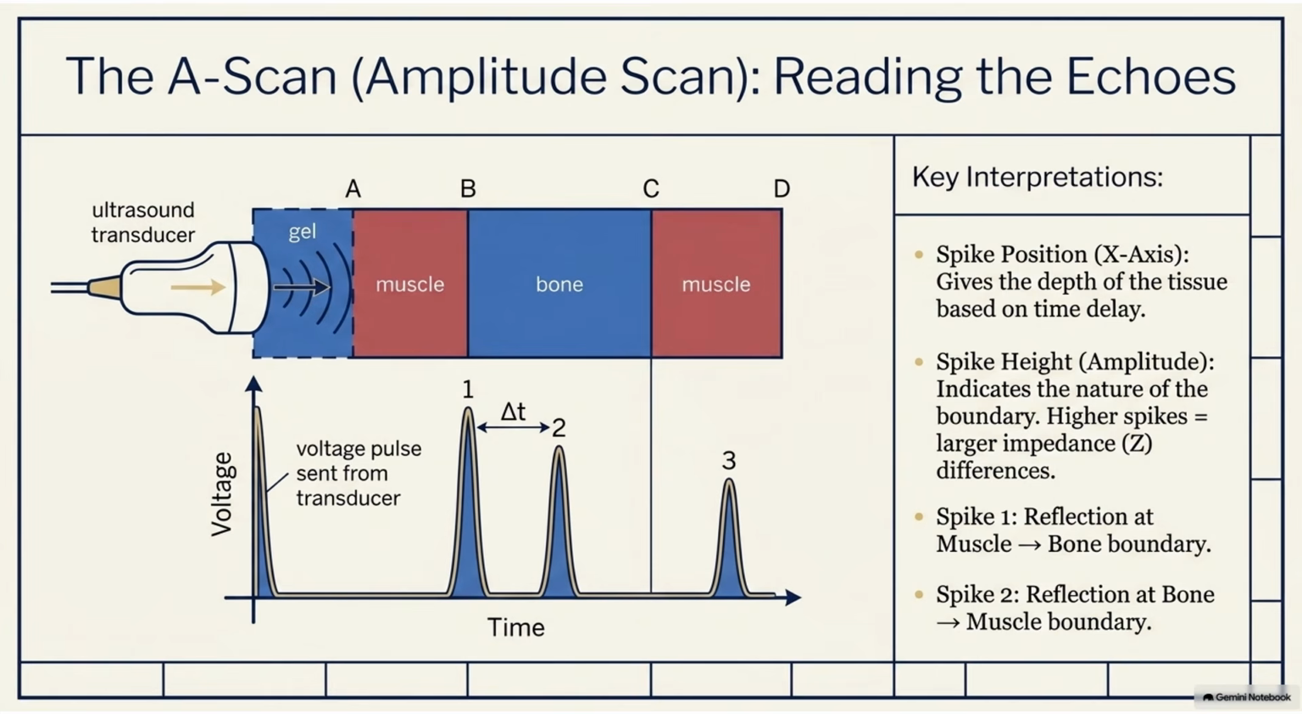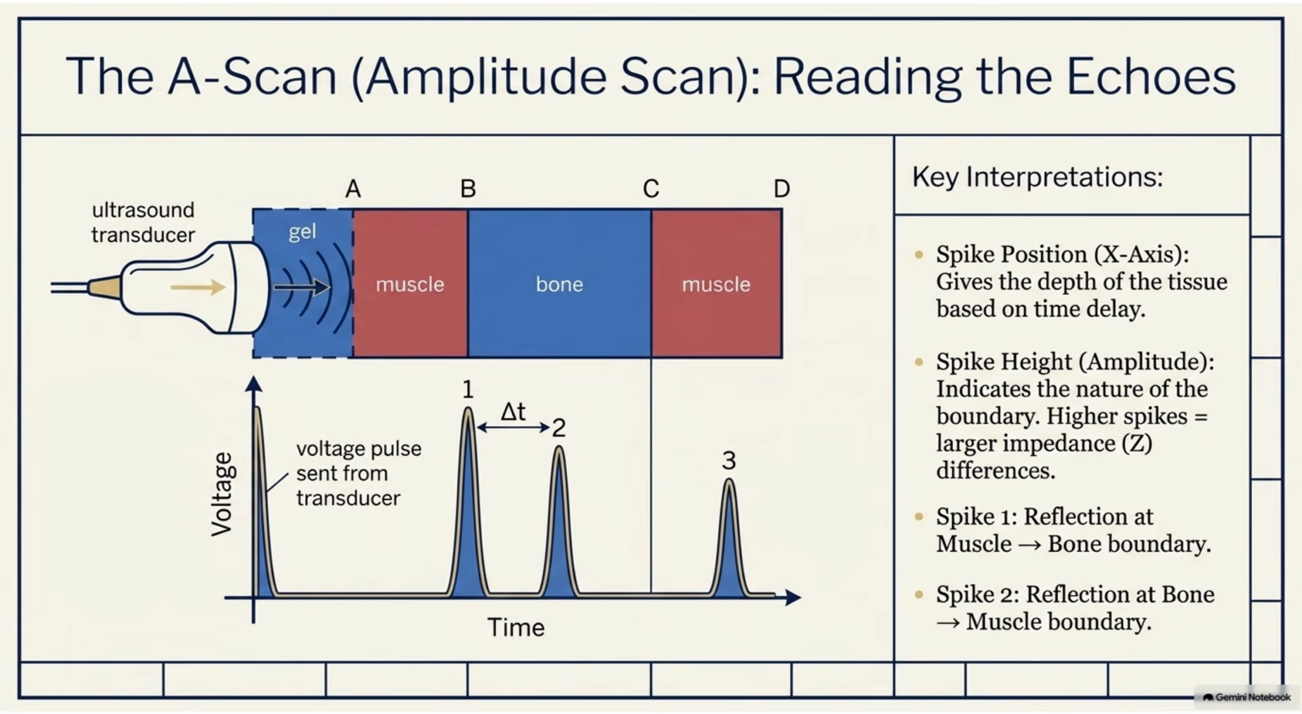Now let's see how the returning echoes can be interpreted. This is called an A-scan or amplitude scan. The ultrasound transducer sends a pulse into the body. When the pulse encounters boundaries between different tissues, some of the energy is reflected back. The machine records these returning echoes as peaks on a graph.